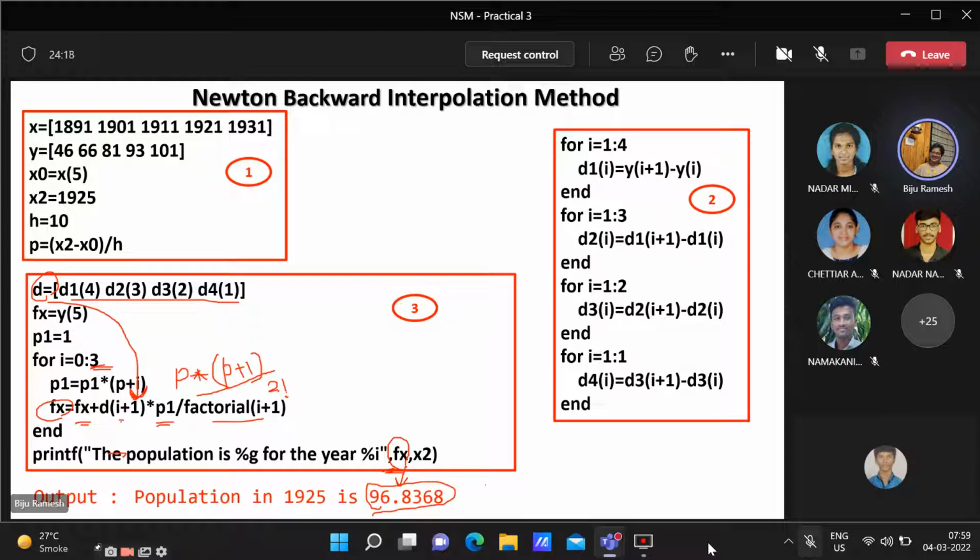So D of 0 first we will use, so D1 of 4 will be there. Then D of 1 we will use first, then D of 2 we'll use, then D of 3 we'll use, D of 4 we'll use. So the formula is completed.